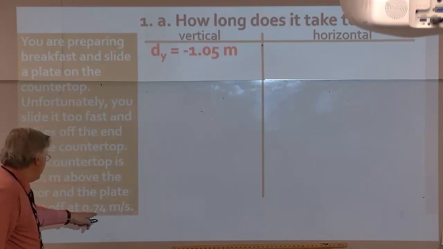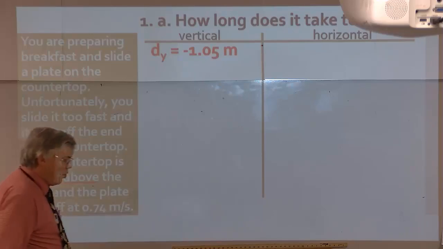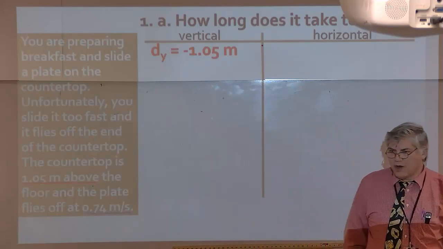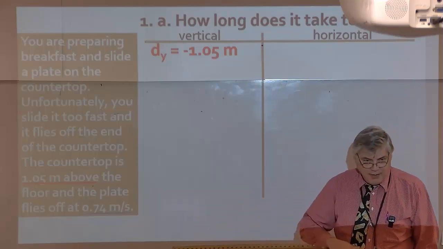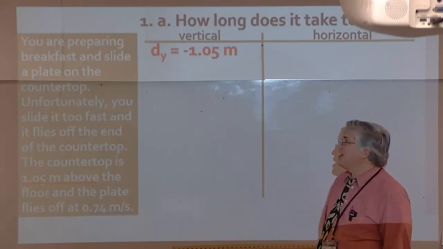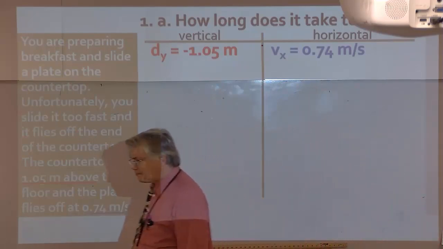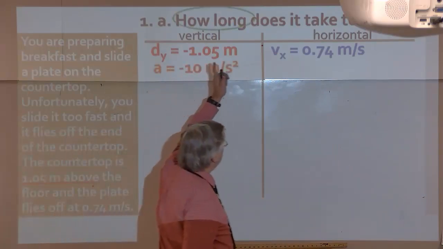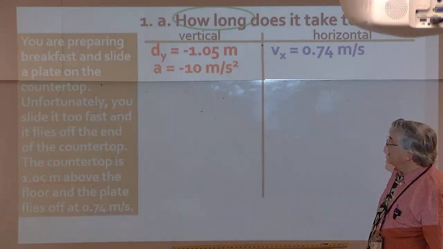Okay, what else do we know? The plate flies off at 0.74 meters per second. So is that a horizontal velocity or a vertical velocity? The plate flies off the countertop. Yeah, horizontal. So that's Vx, 0.74 meters per second. The question says, how long does it take to fall? So I need time.